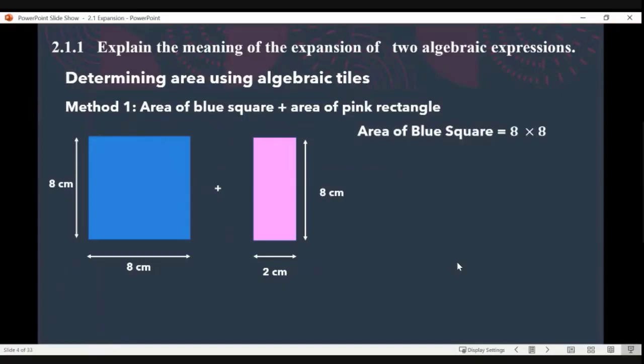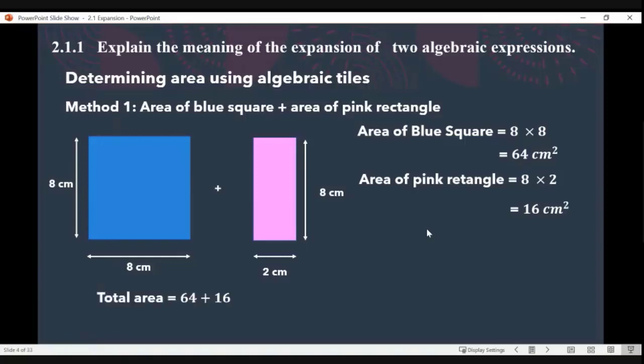We find the area of the blue square, which is 8 times 8, then we get 64, right? Right or not? This one is a simple question. For the rectangle, find the area, 8 times 2, which is 16 square centimeter. To find the total area, we add up both areas, then we get 80 square centimeter. Before I make a conclusion, we move to the next slide first.